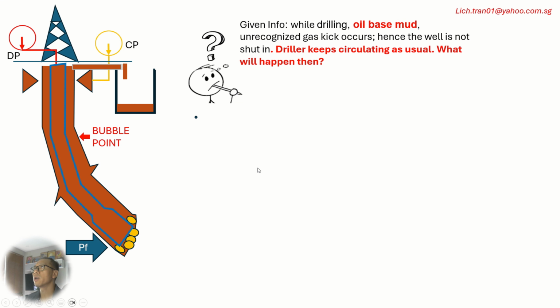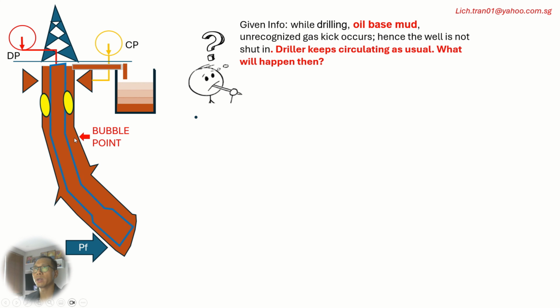The information given here is that you're drilling with oil-based mud and a kick has occurred unknowingly. You don't know when the kick happened, so the well is not shut in, and the driller keeps circulating as usual. And what will happen then? Let's look at the simulation here.